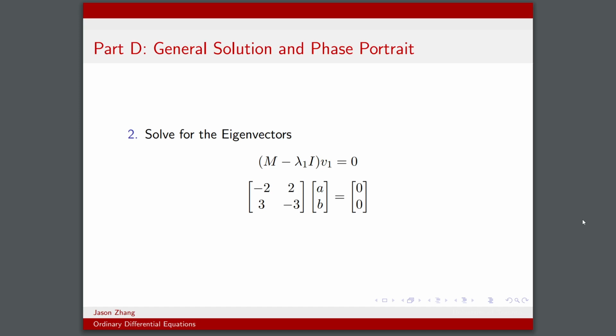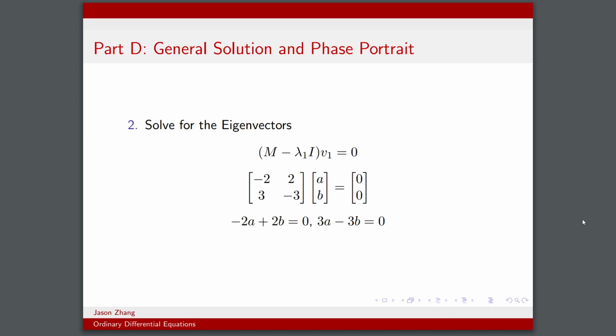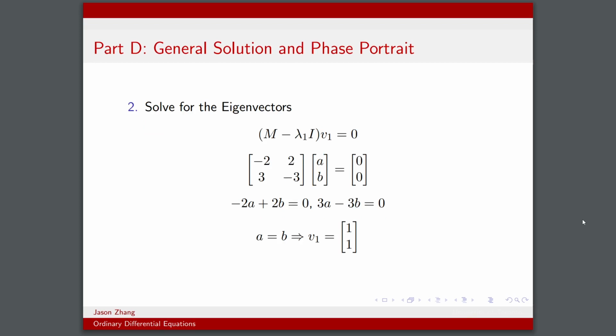Again, lambda 1 was just 0, so M minus lambda 1 I is simply M, and V1, since we don't know V1 yet, we'll just call its entries A and B. So now we get a system of two equations, and we can find that A is equal to B in this case. Note that these two equations aren't linearly independent.